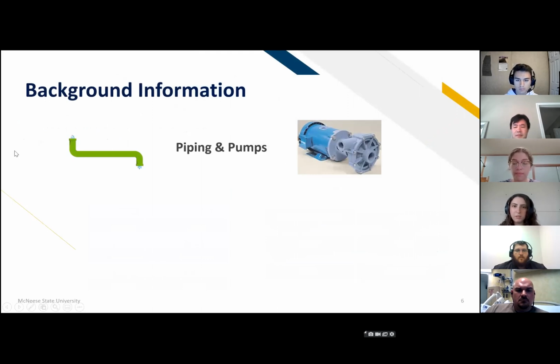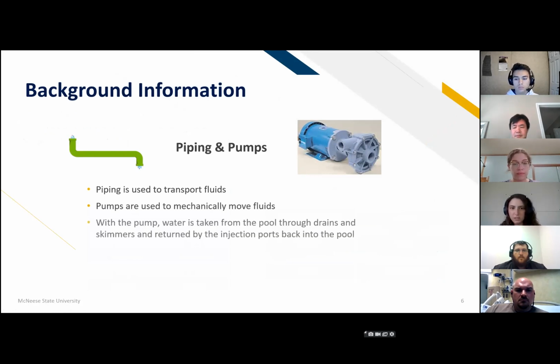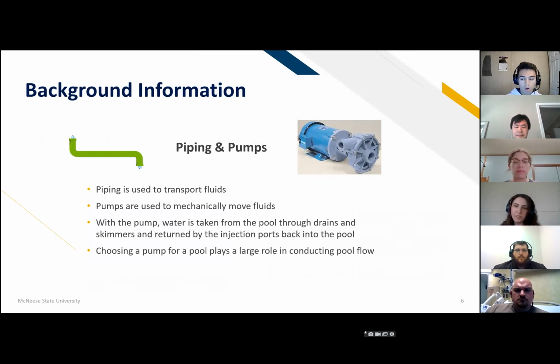So some background on the piping and pumps used. Piping is used to transport fluids, while pumps are used to mechanically move those fluids. With the pump, the water is taken from the pool through the drains and returned by the injection ports back into the pool, creating a circular motion. And so that's why choosing a pump plays such a large role in conducting the pool flow. There are 2 different types of pumps, the single speed versus the variable speed.